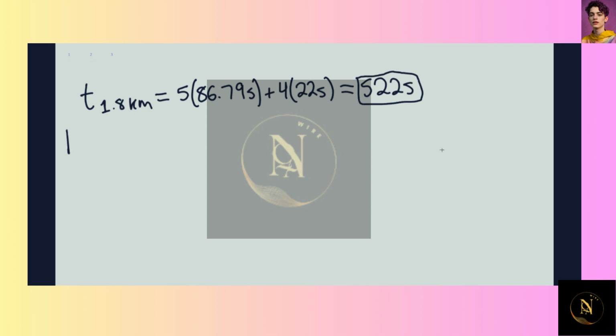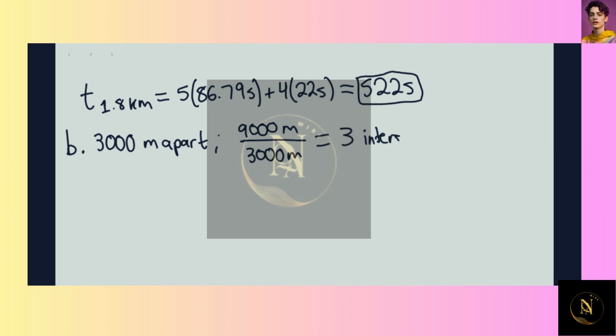Now, for part B, however, we only have 3 stations because now they're 3,000 or 3 kilometers apart, or 3,000 meters apart. So again, 9,000 meters divided by 3,000 meters. This would be 3 interstation segments. And we can say that we have 2 stops, 22 seconds each. So essentially doing the exact same thing.